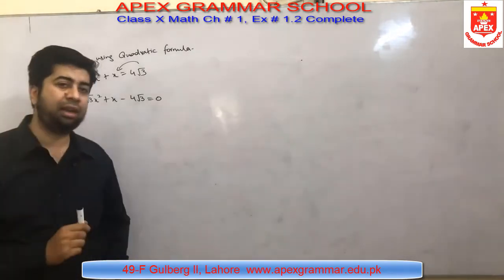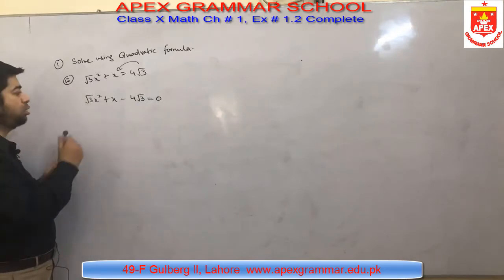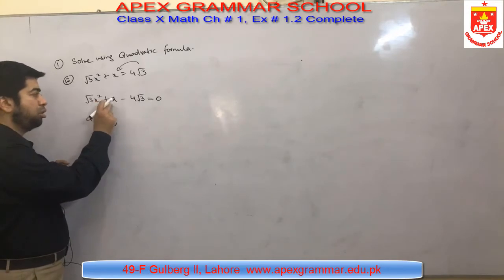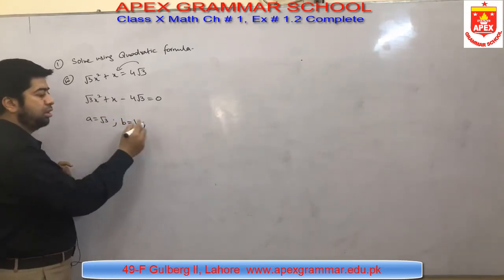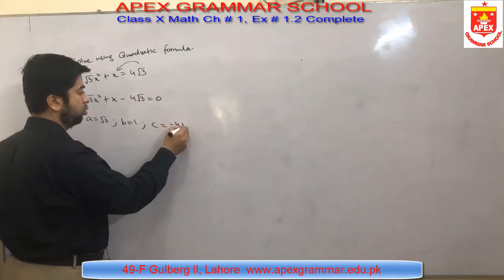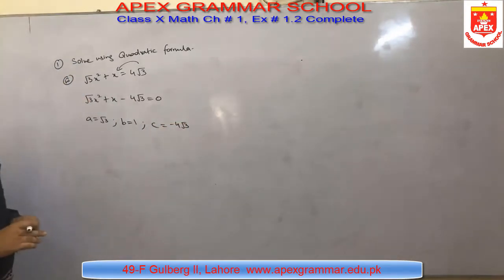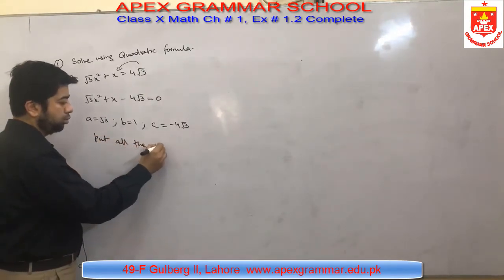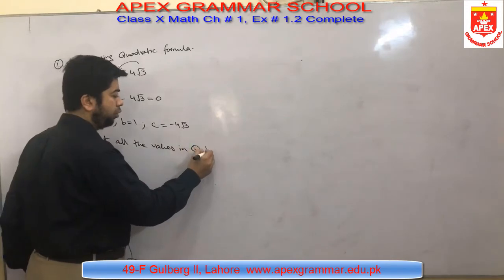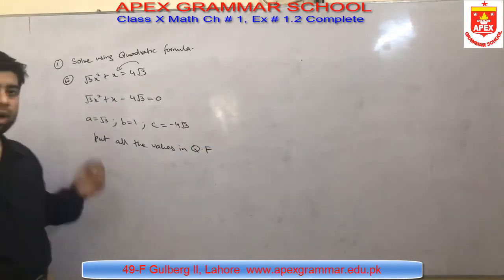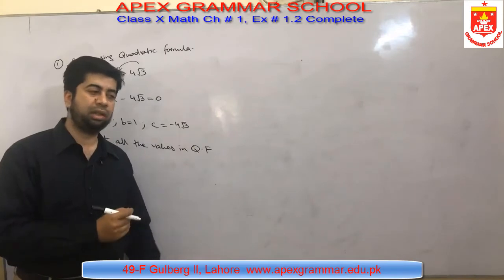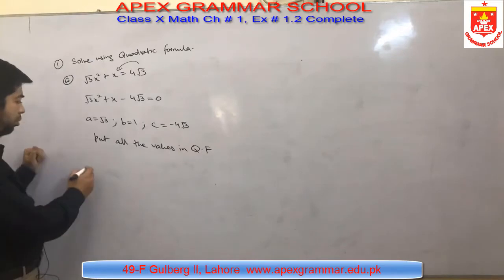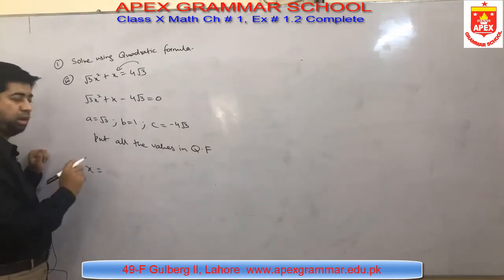So what is the value of a here? You know that the x square coefficient is a, so the a value is square root 3. The x coefficient is b, so b is equal to 1, and the c value is minus 4 square root 3. So just put all the values in the quadratic formula. I'm not going to write the quadratic formula again and again, you will learn that, and I'm just putting values directly in the quadratic formula.